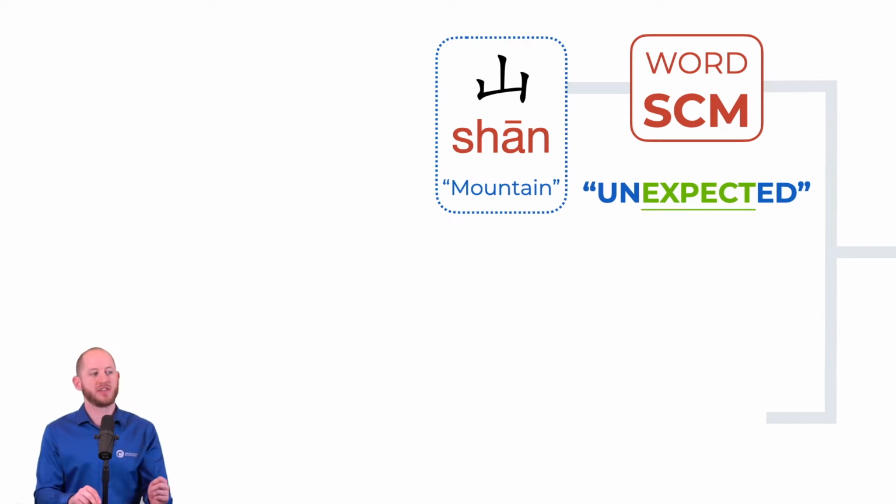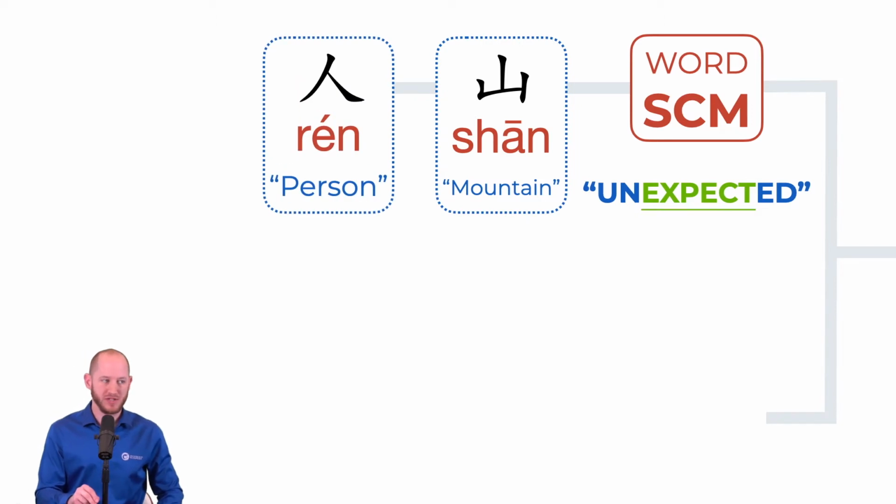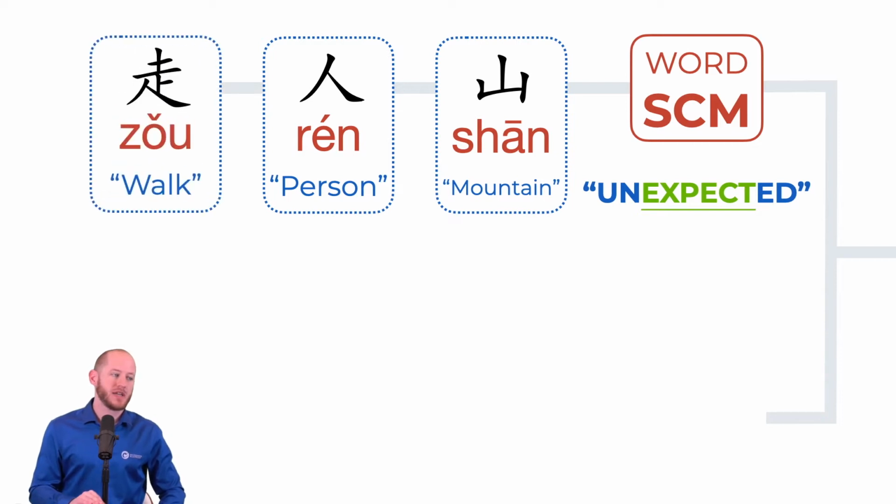Now let's look at a couple of other examples. Ren for person. Not surprising that such simple, basic ideas like mountain and person would have maintained their one character, one word rule. Now, it can also apply to verbs. For example, 走. This can mean walk or to leave. And once again, you can use it by itself.